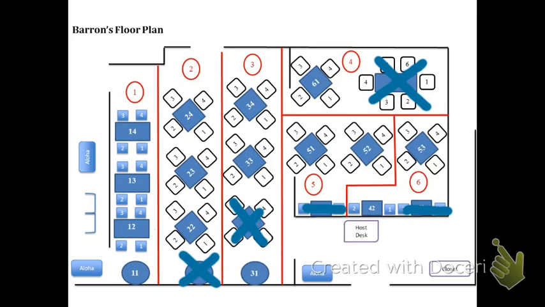Let's say a party of 4 comes in. We can either sit them at 12, 13, or 14. I'm going to sit them at table 14, mark it off my board. Now, every server has been seated once. I'm going on my 5 to 10 minute wait.